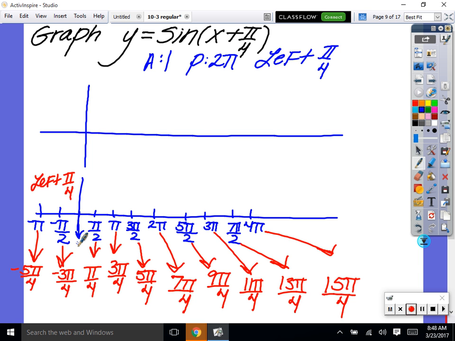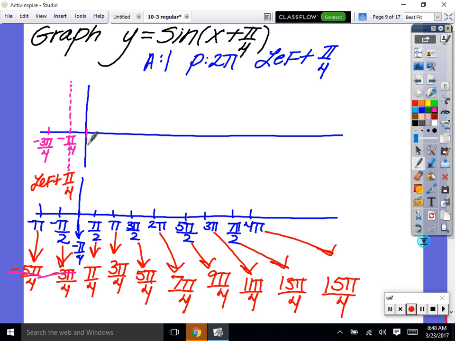Isn't 0 minus a fourth negative pi fourths? Okay, so let's draw that in here. Our new y-axis will be at negative pi fourths. And the point that came after that was negative 3 pi fourths. That's enough in the negative direction, so I'm just not going to graph those.